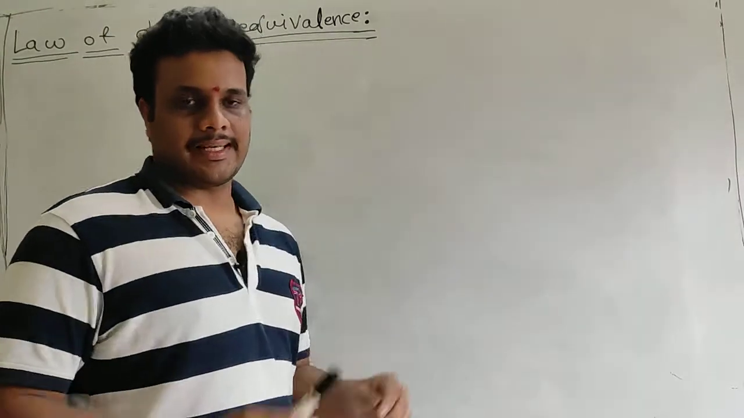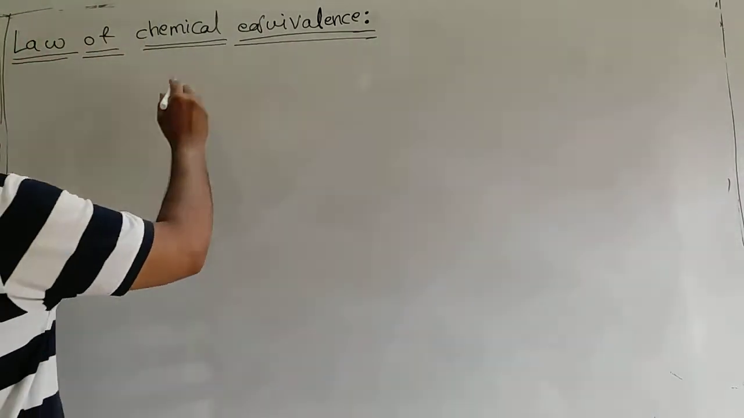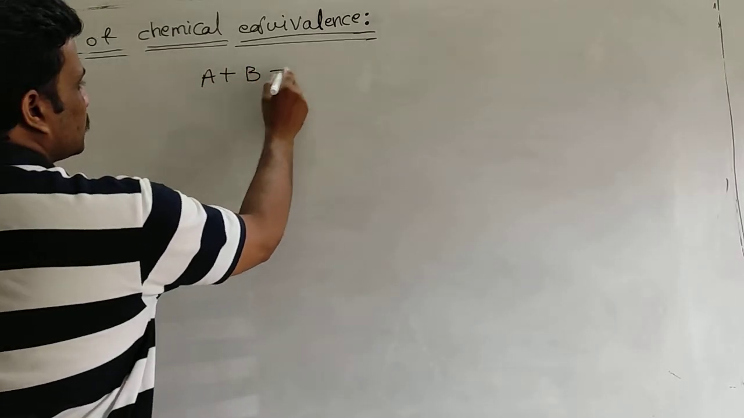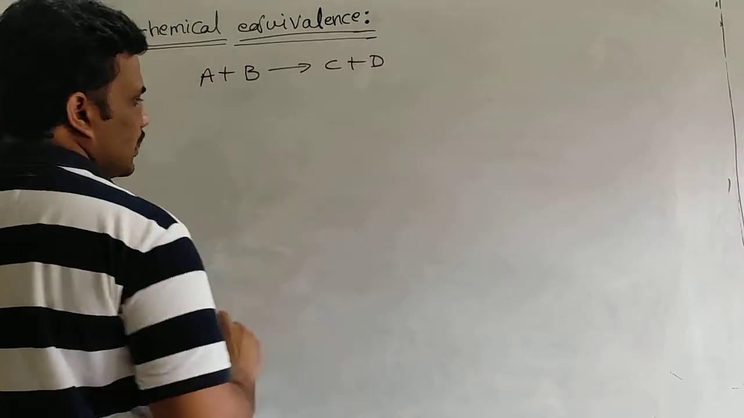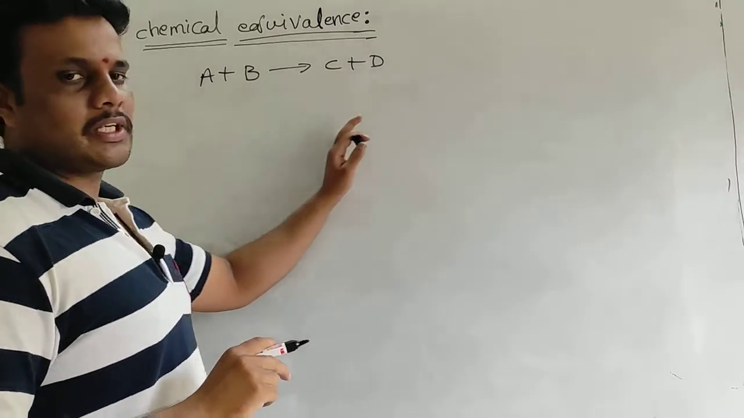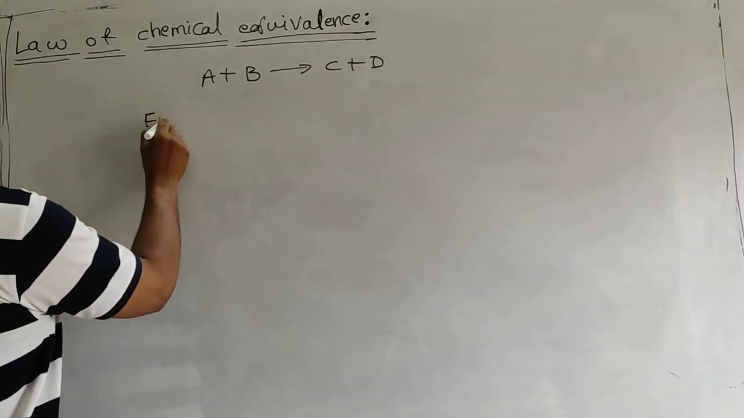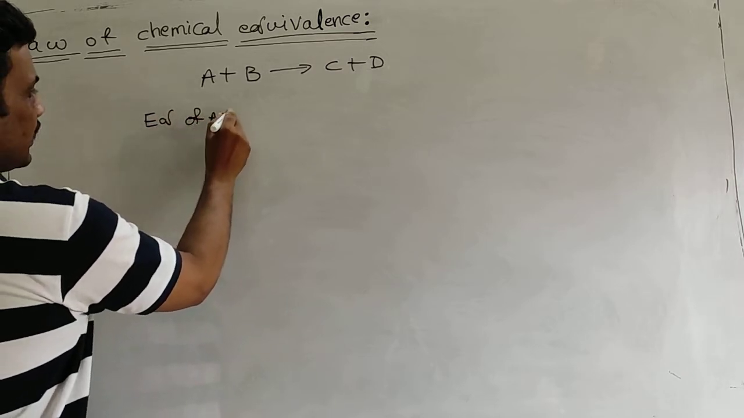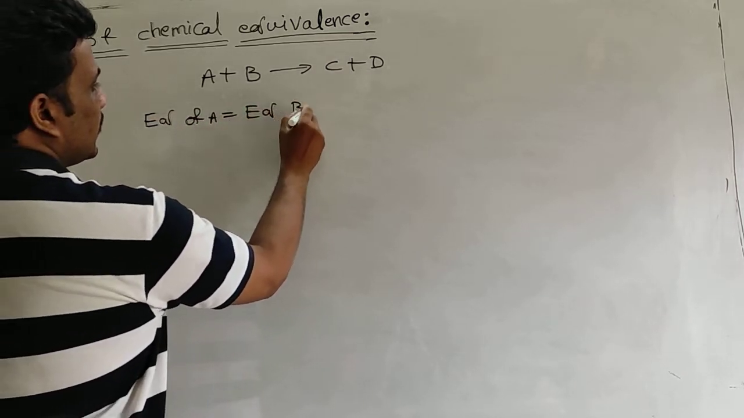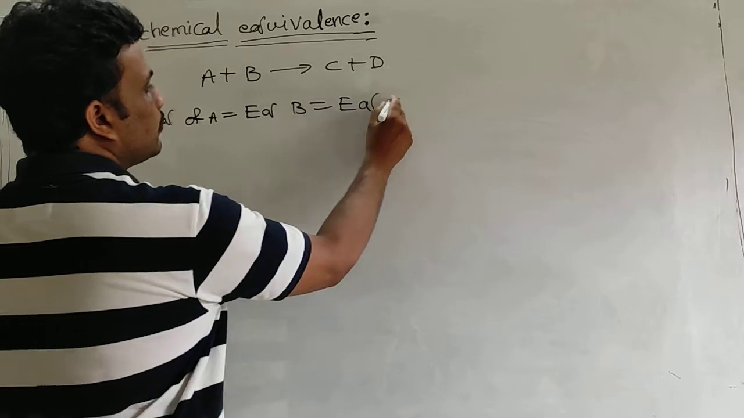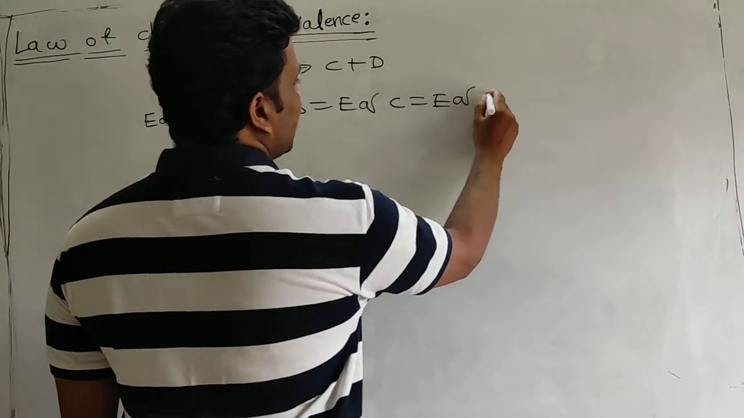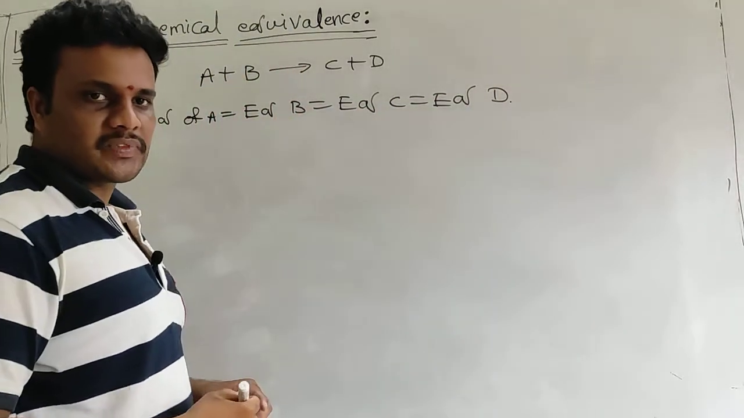What does it say? When a reaction takes place between reactants, we know products are formed. A plus B are reactants, C plus D are products. In any chemical reaction, you can take the equivalents of A equal to the equivalents of B, which is equal to the equivalents of C, which is again equal to the equivalents of D.